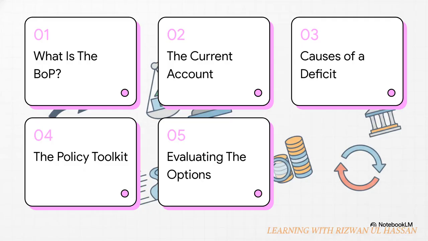All right, so here's the plan. We're going to start with the basics, what the BOP actually is, then we'll zoom in on the current account, figure out what causes a deficit, look at the tools governments can use to fix it, and, this is the really important part, we'll evaluate those options.